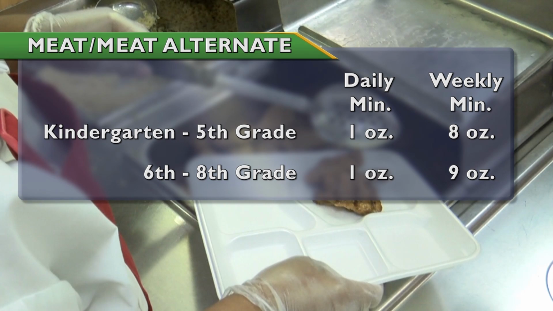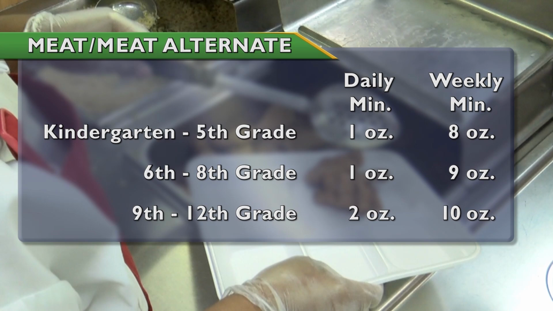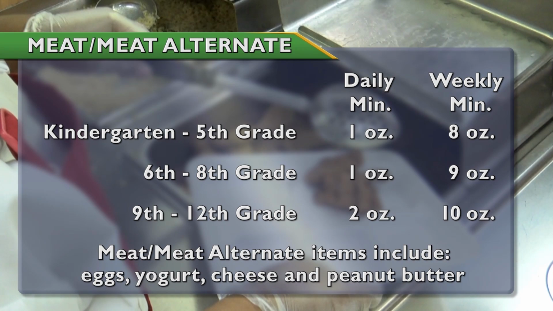The weekly minimum serving of meat alternate is 10 ounces for grades 9 through 12, while the daily requirement is 2 ounces. Examples of meat alternate items are eggs, yogurt, cheese, and peanut butter.